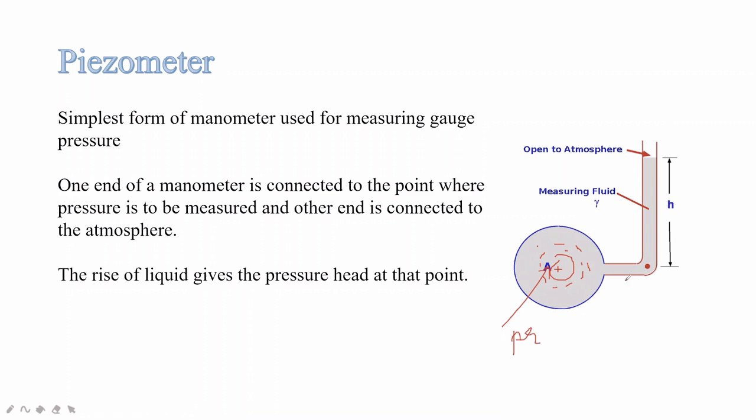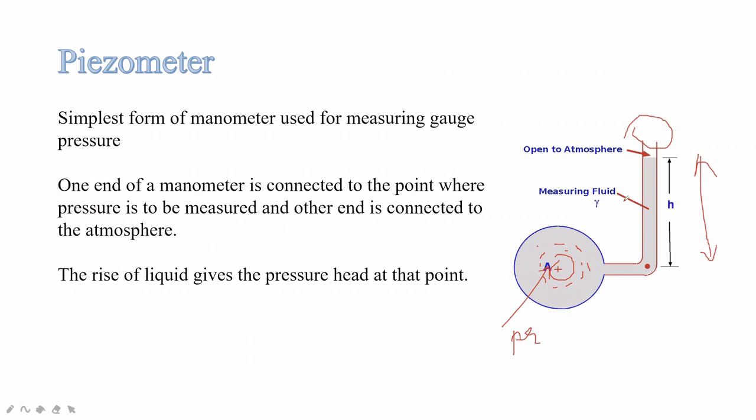So this is the manometer. One end of the manometer is connected to the point where pressure is to be measured, at A, and the other end is open to the atmosphere. The rise of liquid gives the pressure at that point. How much rise? H. When it is connected to the system, based upon the height of the liquid we can calculate the pressure.